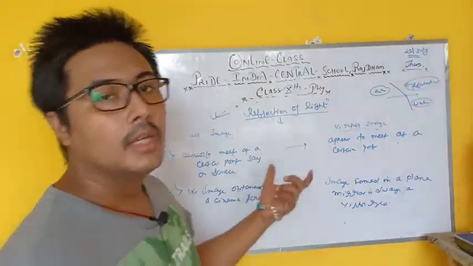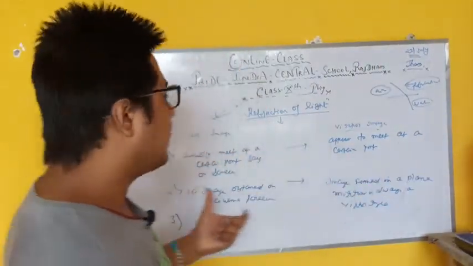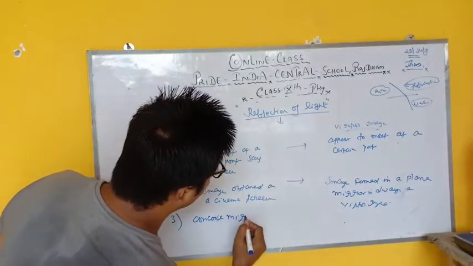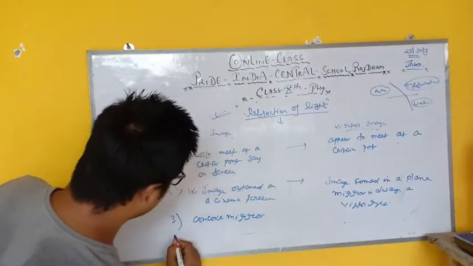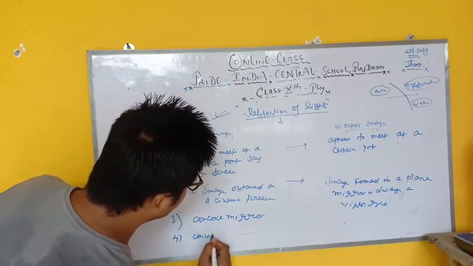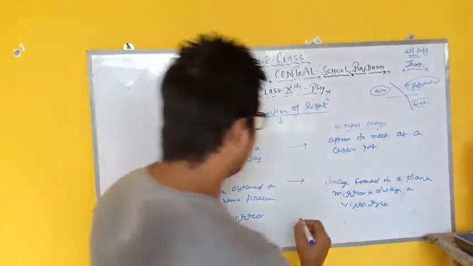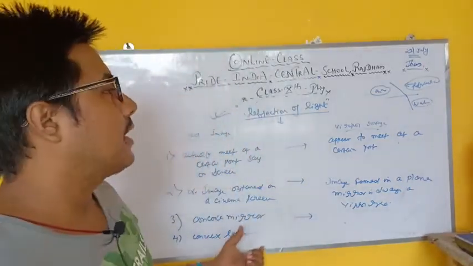Which all can form a real image? A real image can be formed by a concave mirror, or it can also be formed by a convex lens.